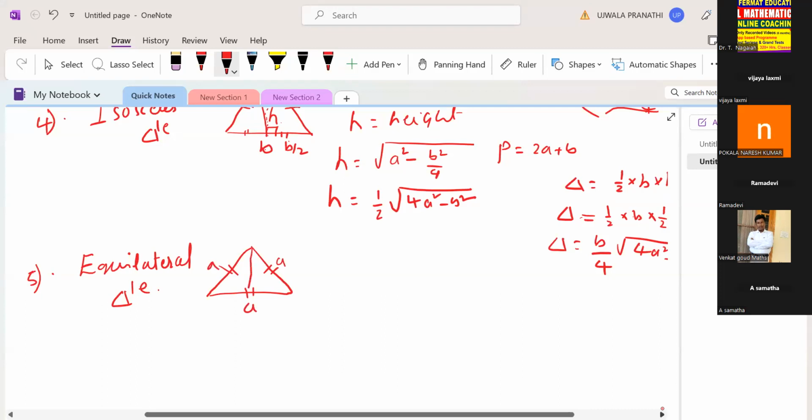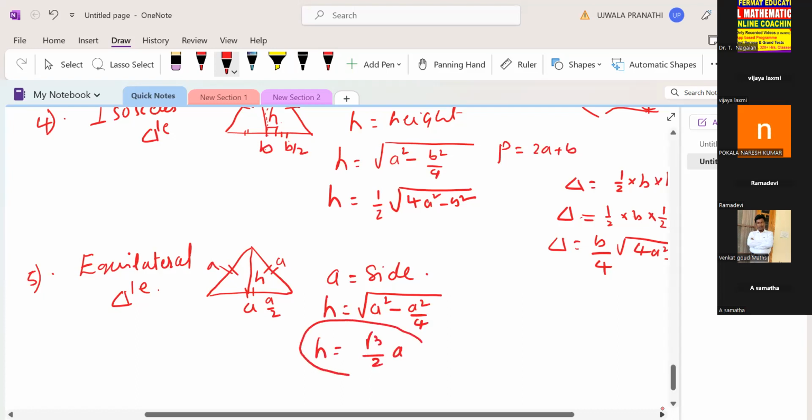So this is the height, this is the H. So this is A by 2. A is the equal side or side of the equilateral triangle. H is equal to, we can find, square root of A square minus A square by 4. Then H is equal to square root of 4A square minus A square, 3A square by 4. That is root 3 by 2 A. This is a very important one. In an equilateral triangle, height is root 3 by 2 times its side.